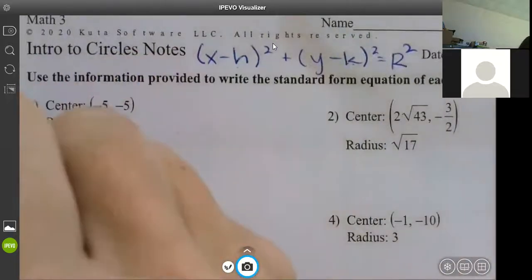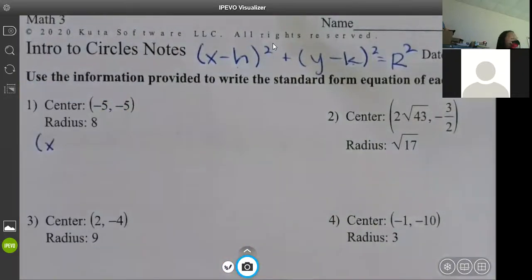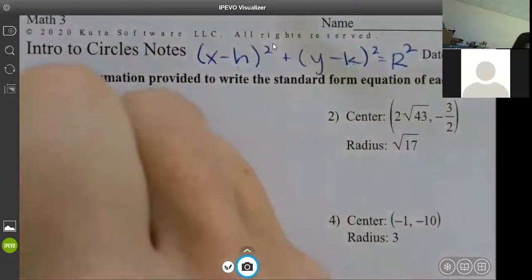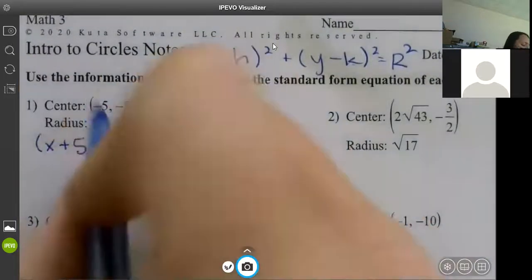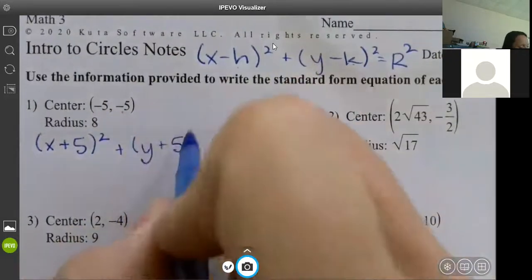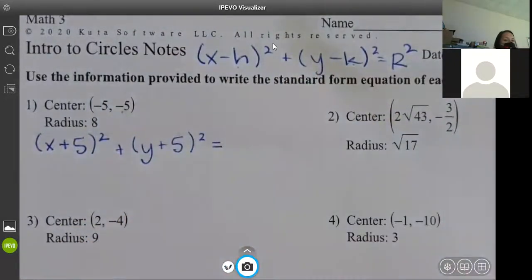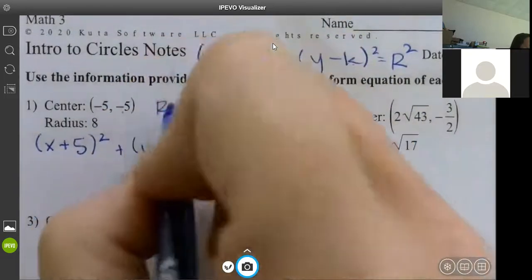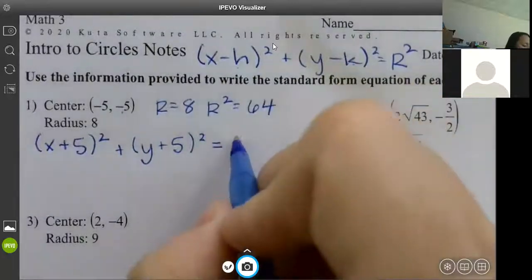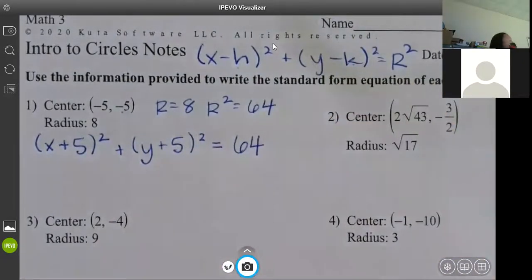So this first equation, you're going to do x. It's a -5 for your center x coordinate, so we're going to change it to +5 because we put it inside of parentheses. Make sure you put the little square on it. Plus y. And since, again, this is a -5, we're going to change it to +5 squared equals. And then since r is 8, r squared is 64. So it's going to be equal to 64. That's all you do. And again, that's Math 2 stuff, so it should be somewhat familiar to you. You might have forgotten it, but at least maybe now it's a little bit familiar.